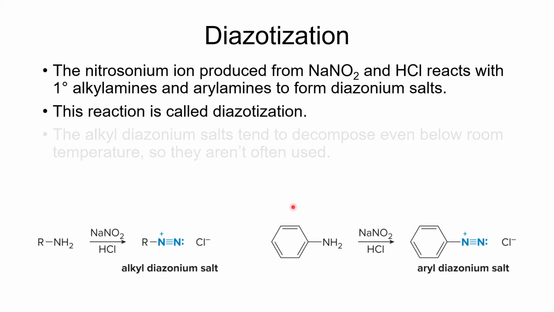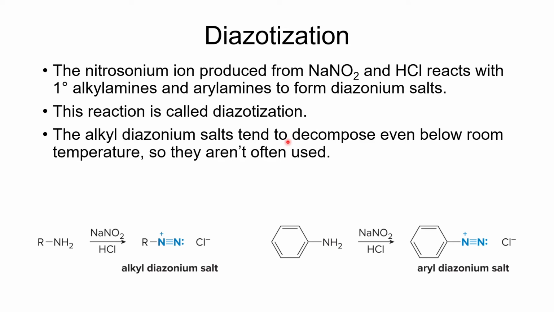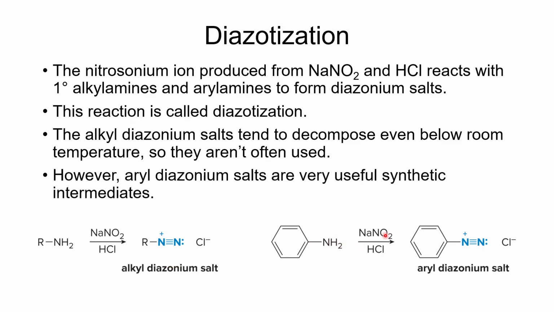However, the alkyl diazonium salts tend not to be very stable. Even at room temperature, even below room temperature, these will decompose to give off nitrogen and all kinds of other reactive intermediates. So we tend not to make these as often. Now, there may be certain situations where we want to make this, particularly if we make it in situ and then use that as a really good leaving group, but otherwise we tend not to make them. The aryl salts, on the other hand, are very useful synthetically, and we're going to talk about those in more detail.